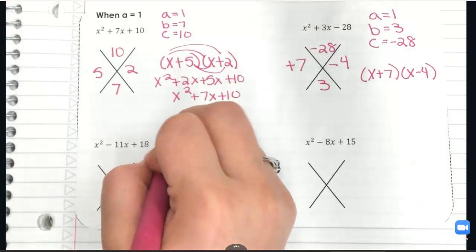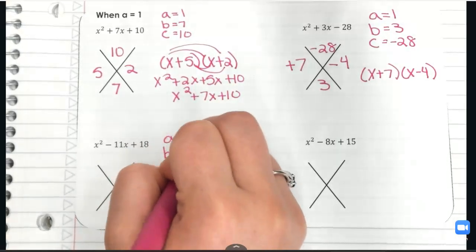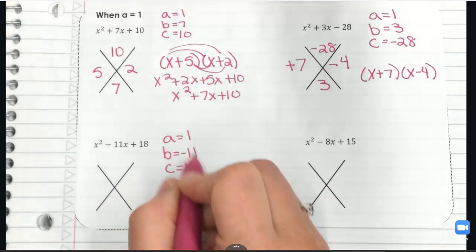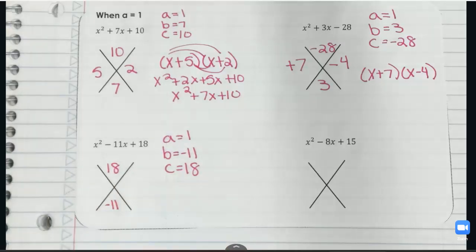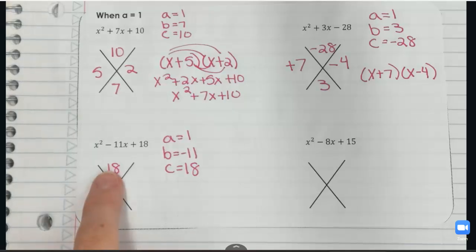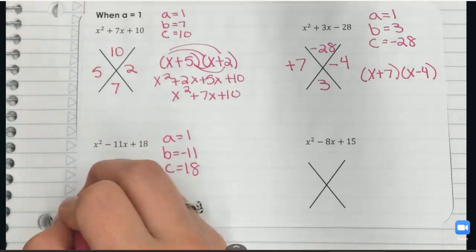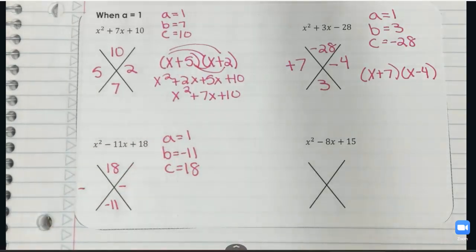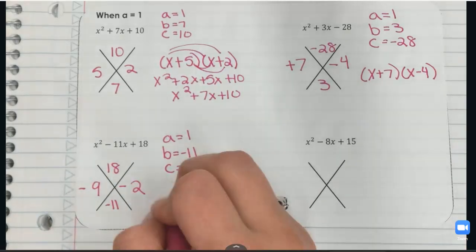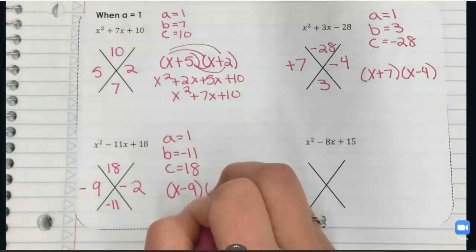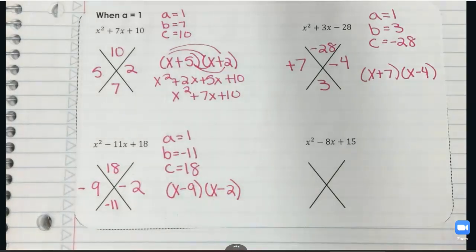Moving on to this one, a is still 1, b is negative 11, and c is 18. A times c, 1 times 18, will give us 18. B is negative 11. Two numbers that multiply to positive 18 and add to negative 11. So if they multiply to a positive but add to a negative, that tells me both of these numbers need to be negative, because a negative times a negative is positive, but a negative plus a negative is negative. And those two values are going to be negative 2 and negative 9. So x minus 9 times x minus 2 are going to be my two factors.